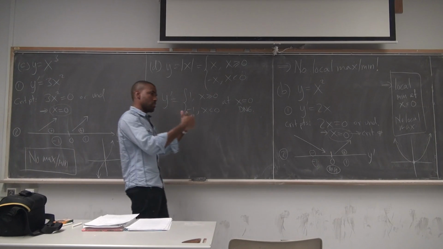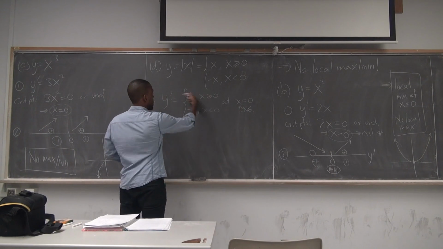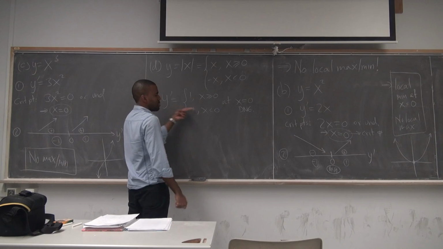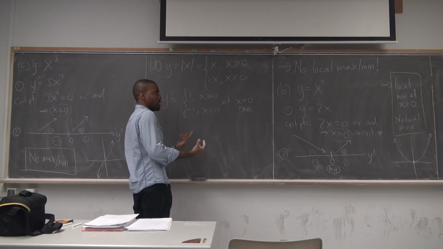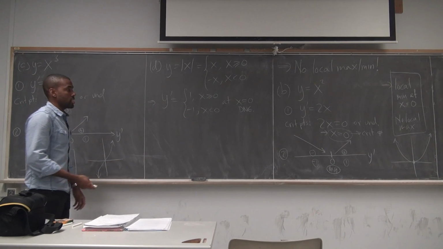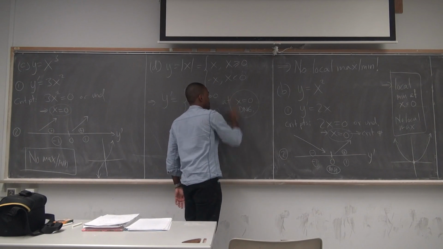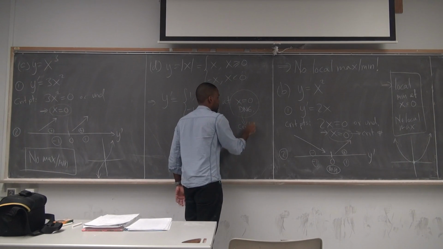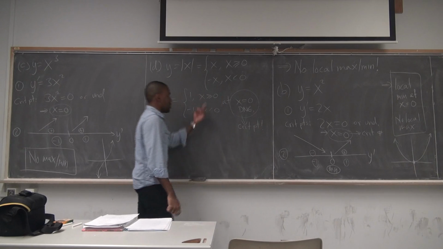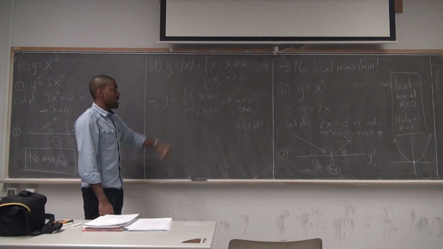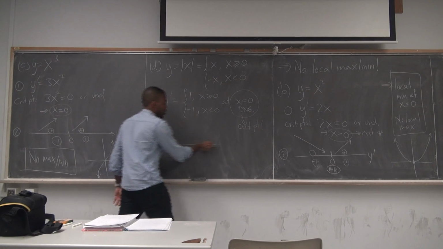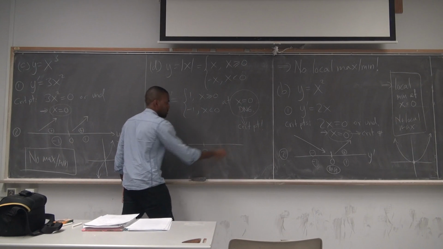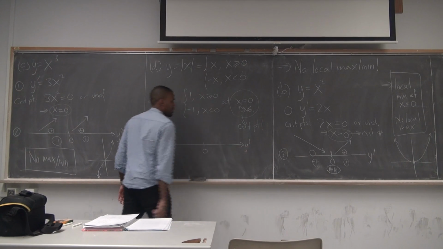We showed that the limit from the left and the right didn't agree. Because the right-hand limit gives us a 1, the left-hand limit gives us a negative 1, they didn't connect. And so the derivative actually does not exist at zero, which means that's a critical point. Otherwise, the derivative is never zero. It's either one or negative one. So zero is the only guy I would test in the derivative.